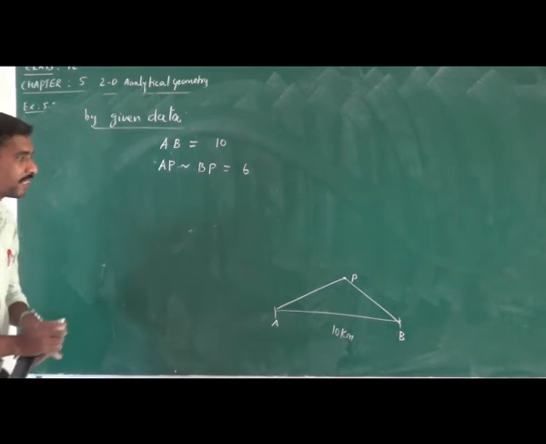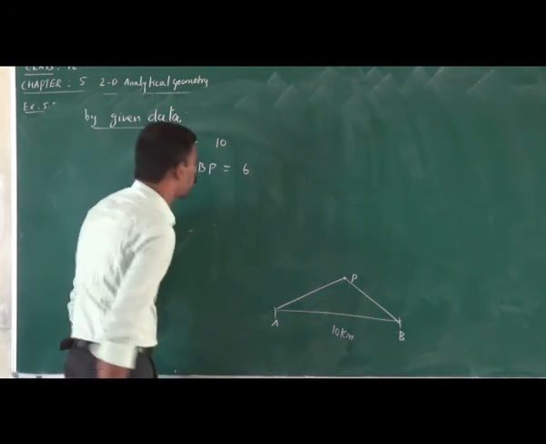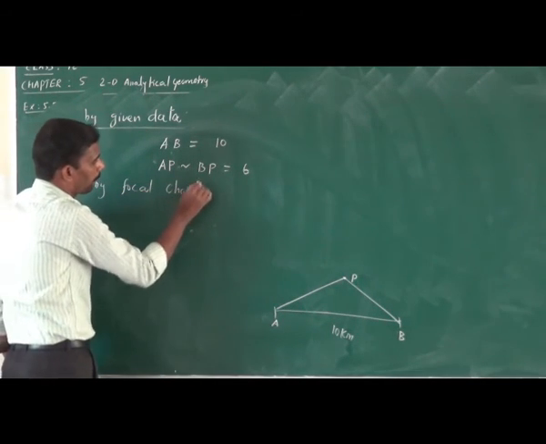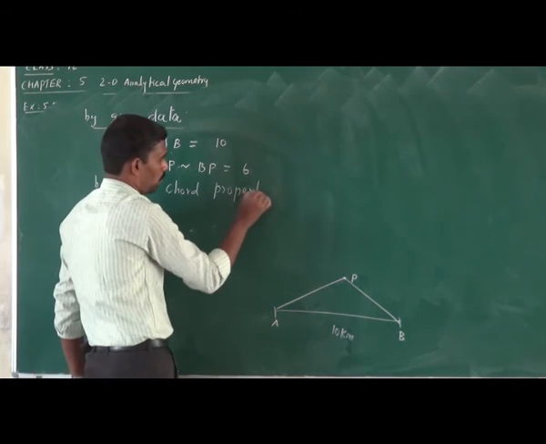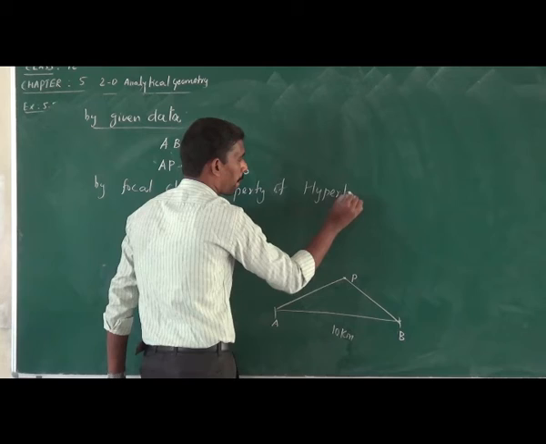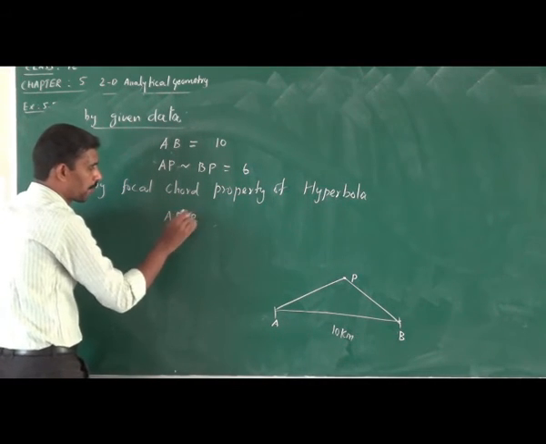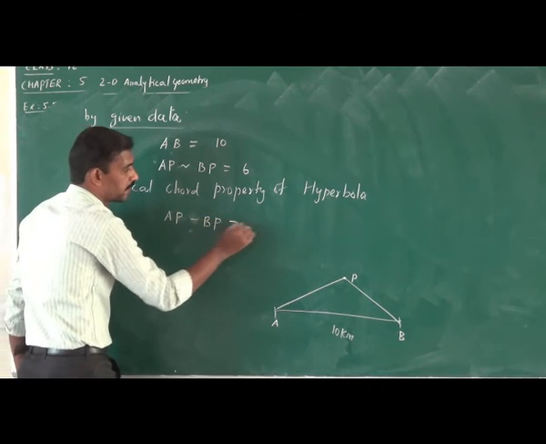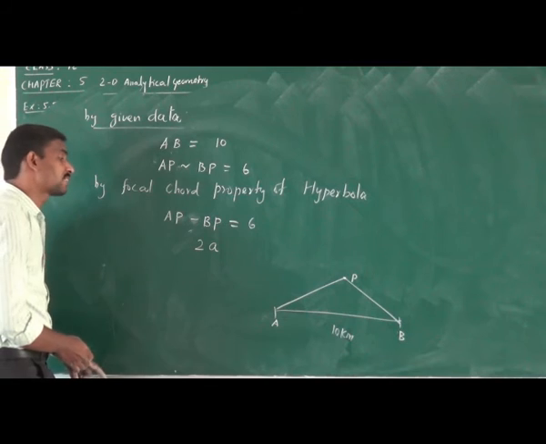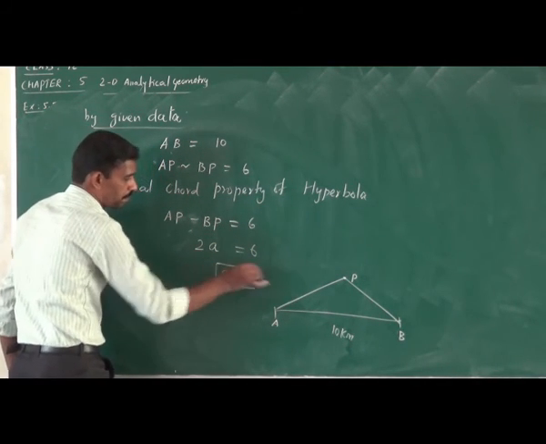So now consider this is nothing but a hyperbola. The curve should be a hyperbola by the focal chord property of hyperbola. Nothing but AP minus BP is equal to 6. AP minus BP is nothing but 2a, the length of the transverse axis. So 2a is equal to 6, then a is equal to 3.